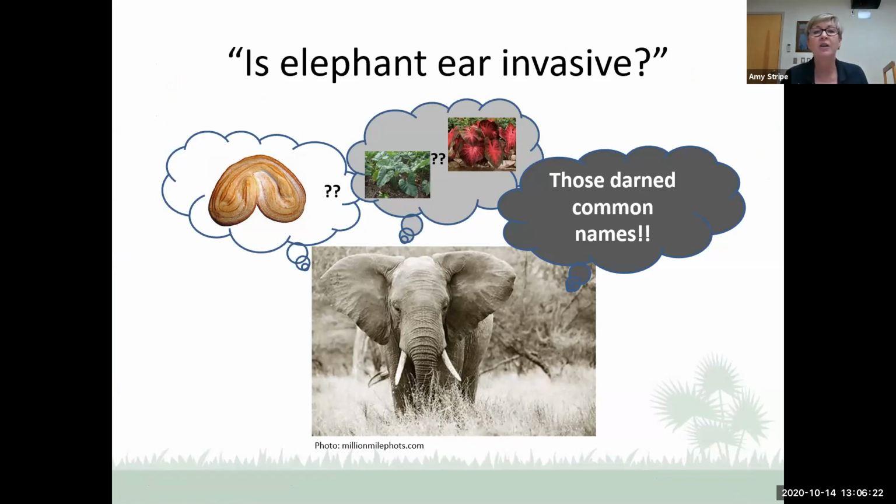So my elephant here is confused because he knows that there's the elephant ear pastry, which is on the far left. I grew up in Latin America, and we used to eat these all the time. It's a very popular pastry. We call them orejas, ears, literally. But I know that here in America, it's called the elephant ear pastry. But there's a number of different types of plants that you see in that middle thought balloon there that are called elephant ear. So basically, our elephant is kind of like those darn common names, right? There's just too many of them.